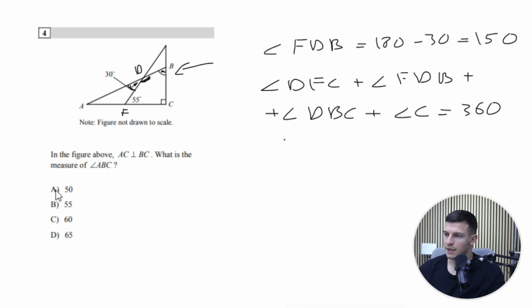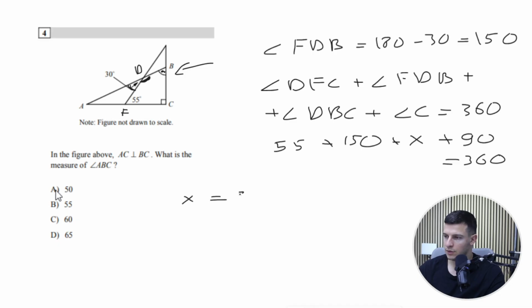We know DFC. Do we know DFC? Yes, that's 55. We know FDB, which is 150. DBC we don't know. That's going to be our X. And angle C, we know it's 90 degrees. So that's equal to 360. So we can find X from here.